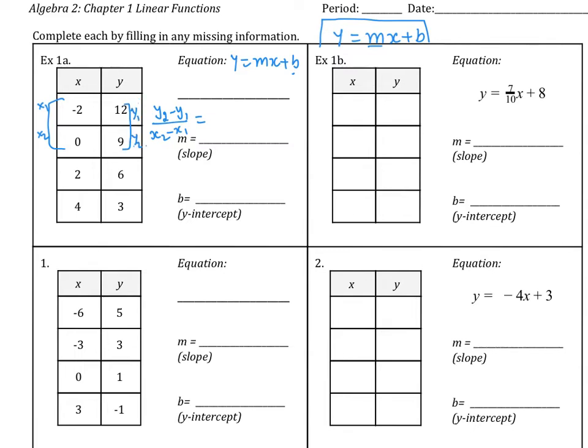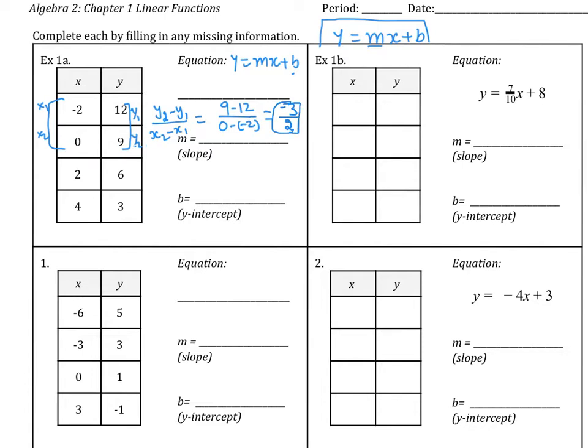Now the formula is y2 minus y1, so 9 minus 12 divided by 0 minus 2. And 9 minus 12 is negative 3 divided by negative 2. So the slope is negative 3 divided by 2.